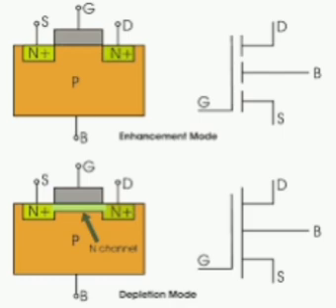MOSFET. Metal oxide semiconductor FETs have a very high input impedance. MOSFET is used as a voltage controlled capacitor. MOSFET has very high switching speed.